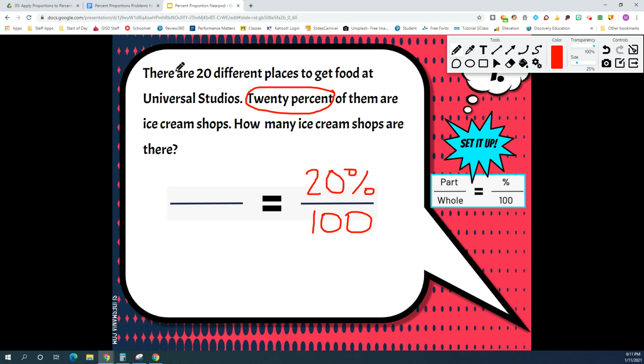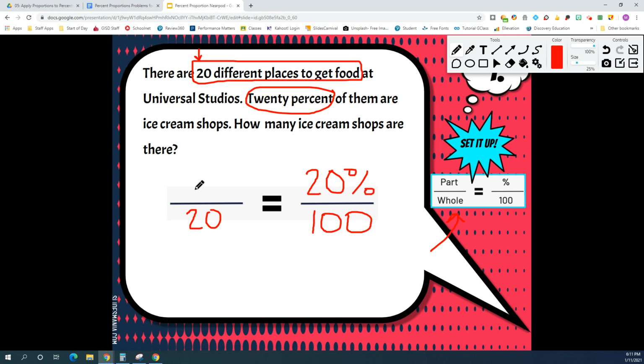The other information they give me says there are 20 different places to get food. This information is really talking about a total because it's not being very specific. If it said there were 20 ice cream shops, then that would be a part. But because it's more inclusive, we're talking about a total. And so this number is a whole, and it goes at the bottom. Just like the chart, part over whole equals percent over 100. Notice how I put my percent over 100, and then I figured out that this 20 here was my whole, and now I just have to figure out the part.